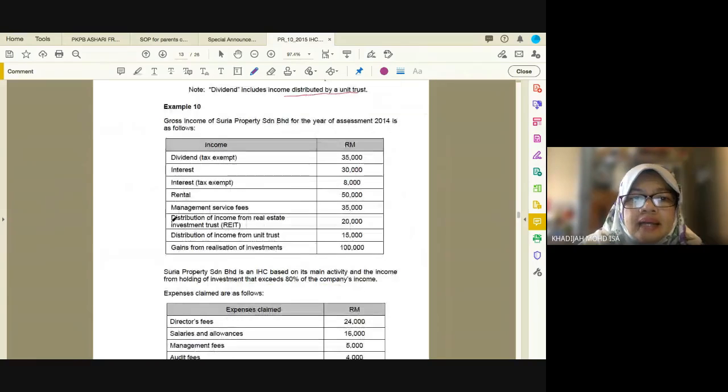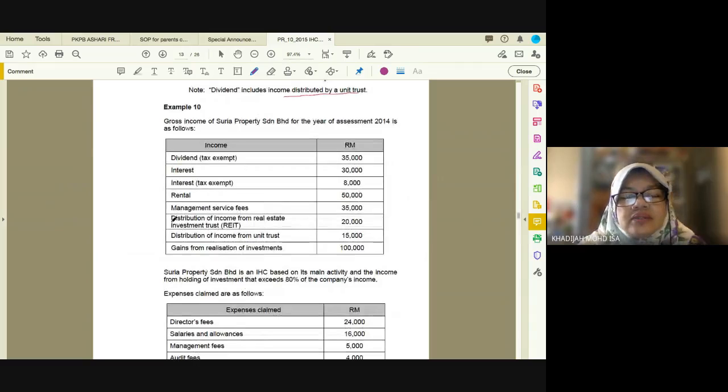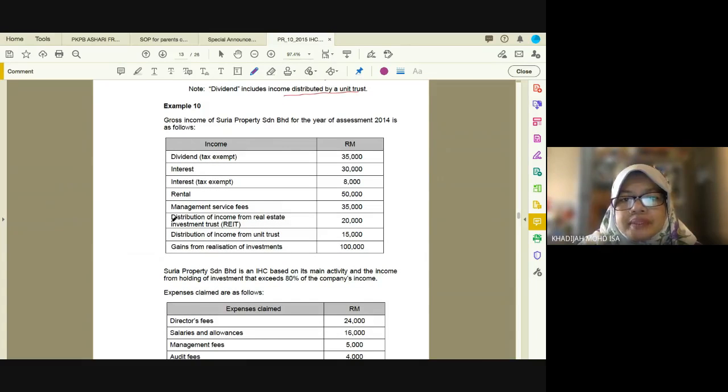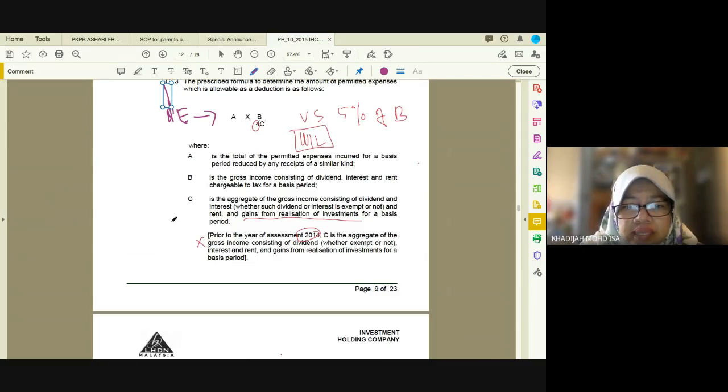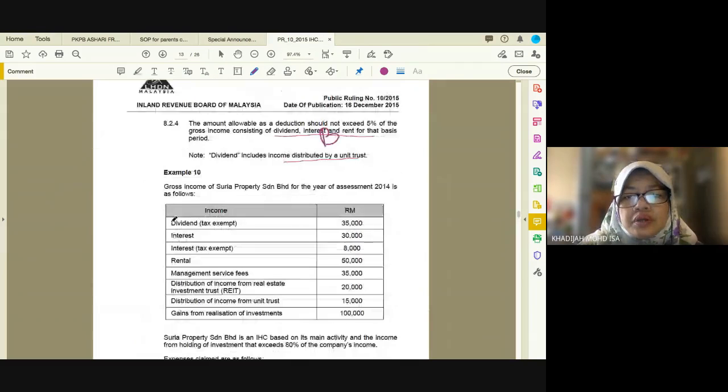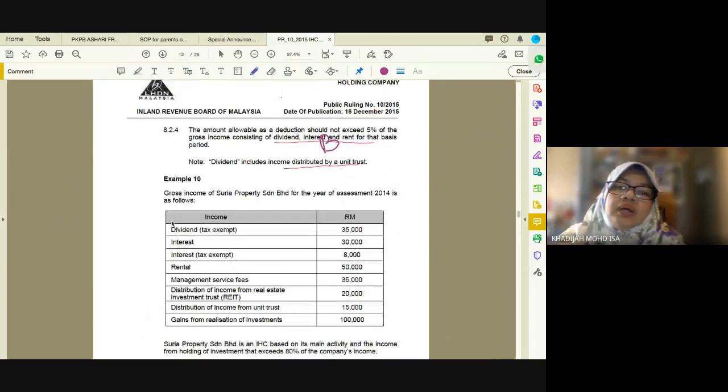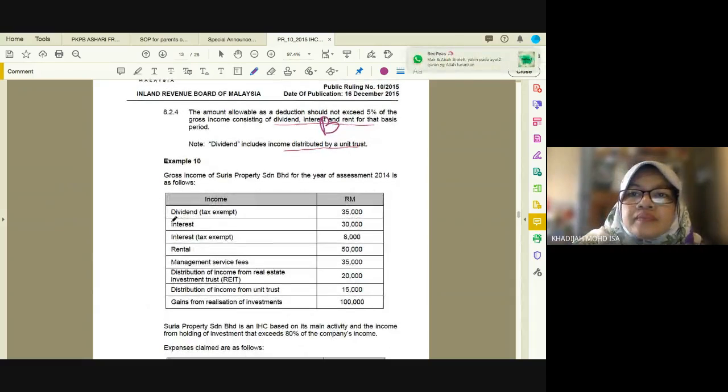Okay, example here. Let's look at example 10. Gross income of Surya Property Sdn Bhd for the year of assessment 2014. The law says that prior to 2014 is different, so this example will not consider that law. We'll use the normal law, as follows.